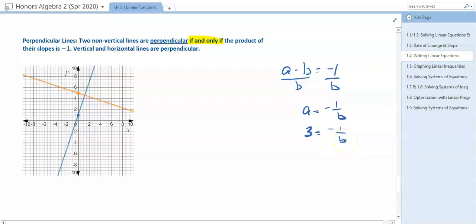So how do I get that? Well, we can multiply both sides by the B again, right? So I can multiply this back across, and I get that 3B is equal to -1. And if I divide both sides by the 3, I get that B is equal to -1/3. So I started on one side with 3, but I end the other side with -1/3.